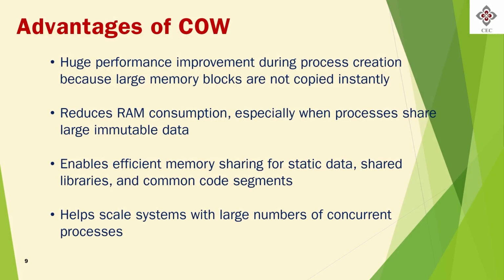So, what is the main advantage of doing this? It looks simple, but it happens millions of times, because multiple processes run in parallel, and all these processes will create so many child processes during overall system execution. If the child process is not modifying data, there is no point in making a new copy. So, it increases the performance of the overall system during process creation, because large memory blocks are not copied instantaneously when the process is created. It reduces RAM consumption, especially when the processes share large immutable data. That is the main thing we have to consider.